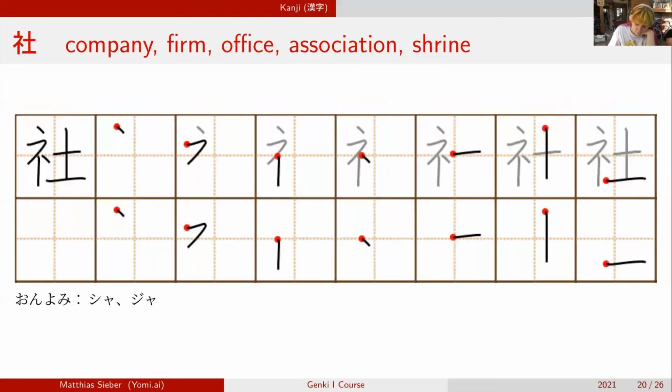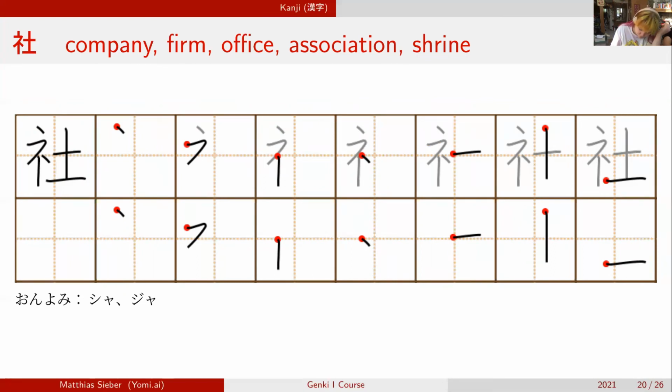Okay, moving on. So this is sha, as in kaisha. It has 1, 2, 3, 4, 5, 6, 7 strokes. And again, the 7th stroke, the last one, is a little longer than the 5th stroke, right?